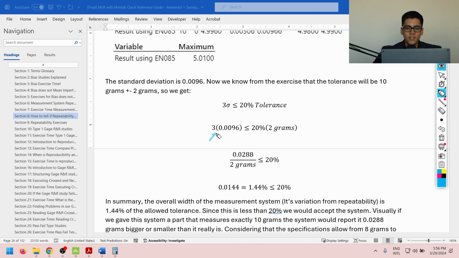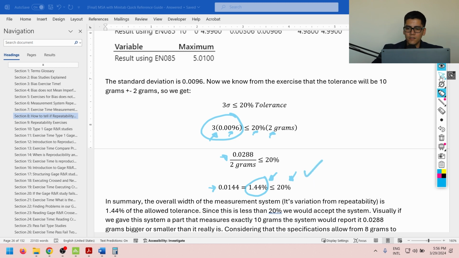So 3 times 0.0096 needs to be less than 20% of 2 grams. After doing the calculations as shown here, we get that this overall process is eating up 1.44% of the overall tolerance. Since this 1.44% is less than 20%, we accept the system.